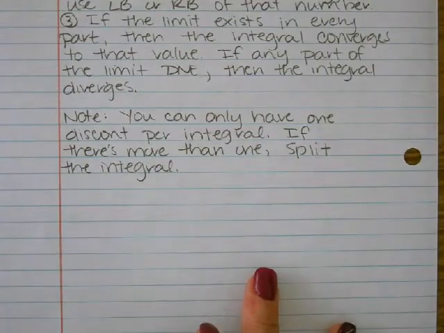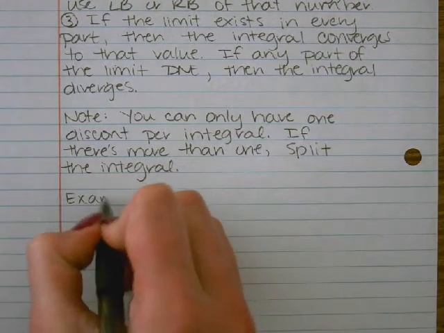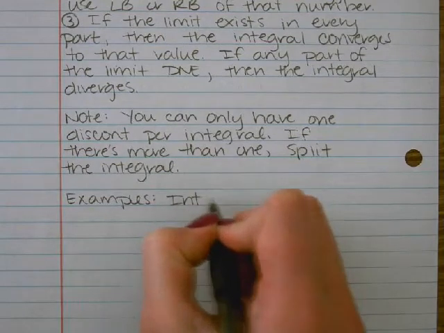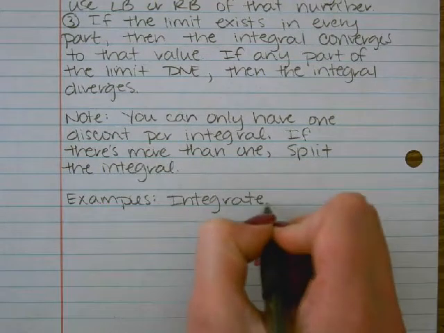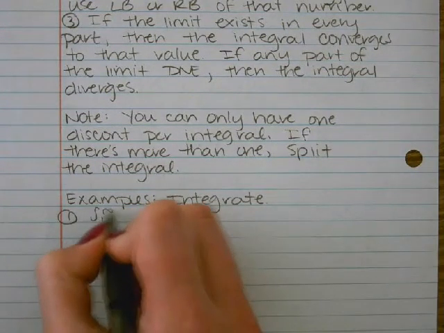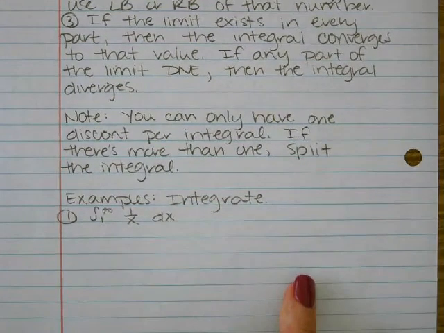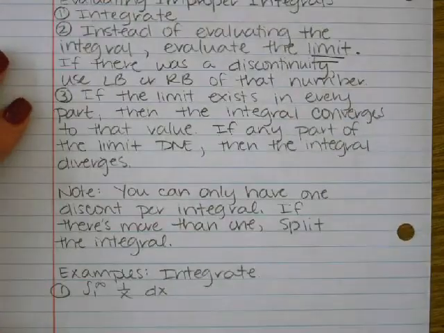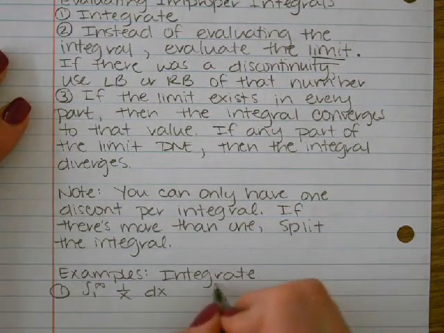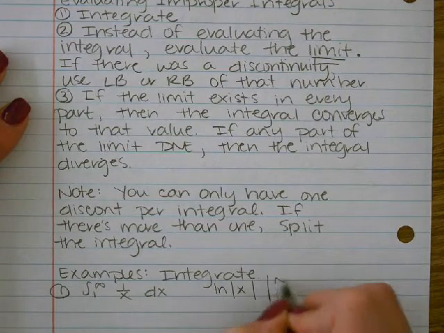All right, so for our examples, the instructions are just going to say integrate. So for our first example, we're going to integrate from 1 to infinity, 1 over x dx. So step 1, I just have to integrate this. So the integral of 1 over x is going to be ln x. And I'm evaluating this from 1 to infinity.